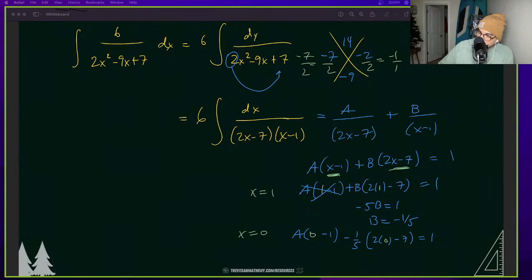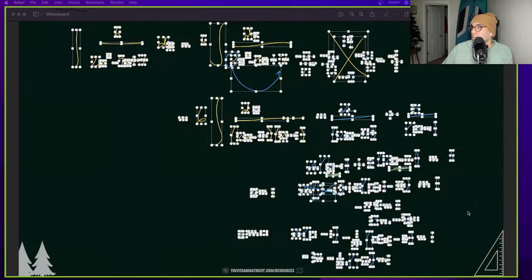Yeah, I think that everything... I want to make sure that I'm not writing somewhere that you can't see on the screen. But okay, this is going to simplify to 0 minus 1 for the first one is negative 1A. And then minus 1/5 times 2 times 0 is 0 minus 7. So negative 7 is equal to 1. Ooh, okay, so let's go ahead and create some space on the blackboard here. We already know that's the case every single time.